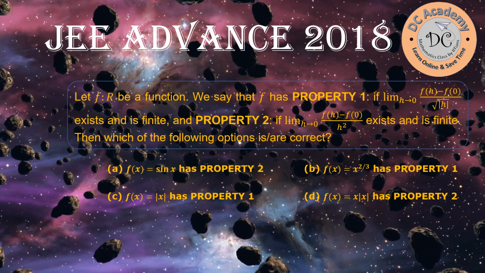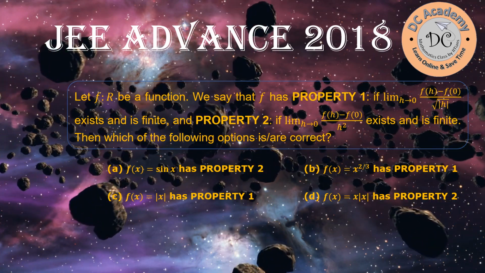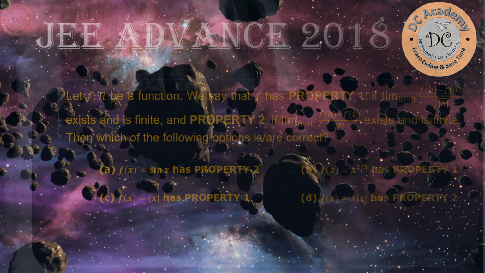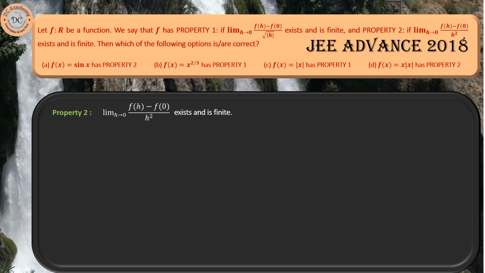So let's go ahead and start the analysis from option A onwards. In option 1, we have to test property number 2 for f(x) equal to sin x. So first, recall property 2. What does it say? The limit as h tends to 0 of (f(h) minus f(0)) divided by h square must exist and it should be finite.